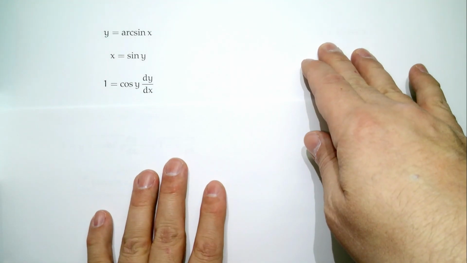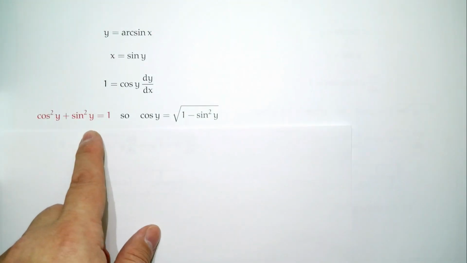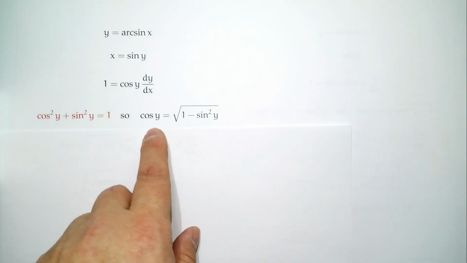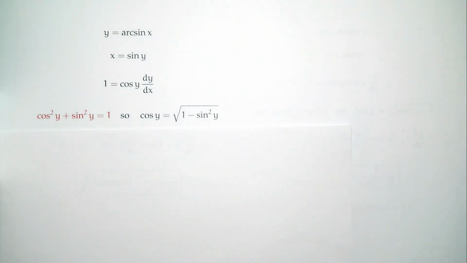Well, what do we have? Cosine squared plus sine squared equals 1. So cosine of y is the square root of 1 minus sine squared of y. So that's kind of true.